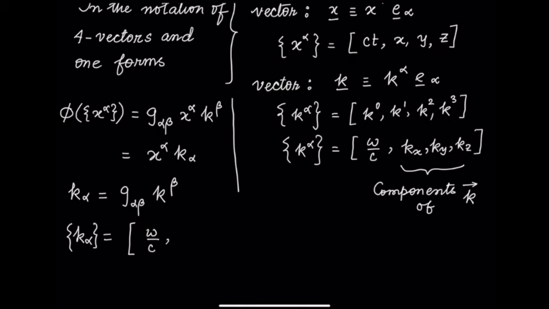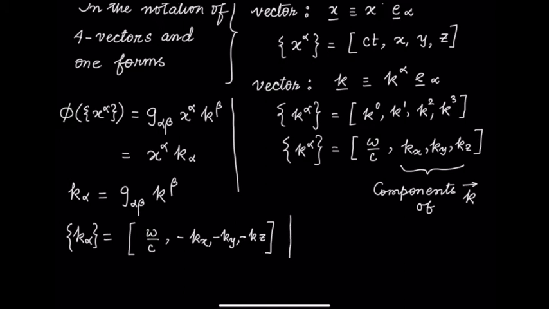What about K suffix 1? Well, K suffix 1 in the same token will be G11, K1. And G11 is minus 1, so this will be minus Kx now. And you know what the others are, minus Ky, minus Kz.